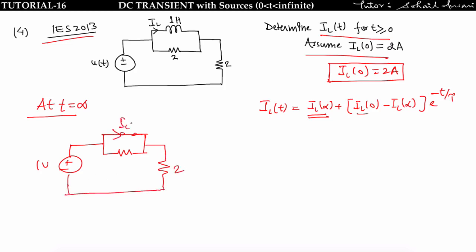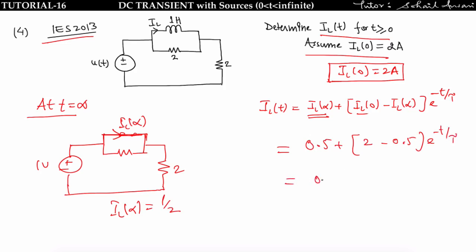So IL of infinite is given by total voltage upon 2. This resistor is of no use because of this short circuiting. So IL of infinite is 1 divided by 2, that is 1 by 2. Now put it in the equation. IL of infinite is 0.5 plus IL of 0, 2, minus 0.5, times e to the power minus t upon tau. You will get 0.5 plus 1.5 e to the power minus t upon tau ampere. That is the answer.